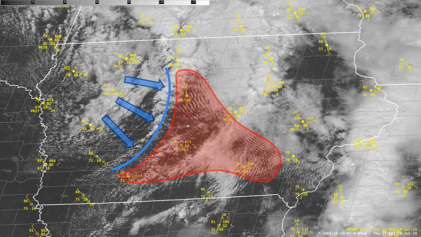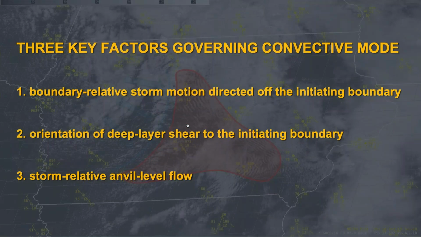As a reminder, there are three primary factors that drive the likelihood of achieving a persistent discrete convective mode. Assuming first that updrafts have sufficient residence time in a region of moist, unstable, surface-based effective inflow layer air, the three drivers in order of importance are boundary relative storm motion directed off of the initiating boundary, the orientation of the deep layer shear to the initiating boundary, and storm relative anvil level flow.